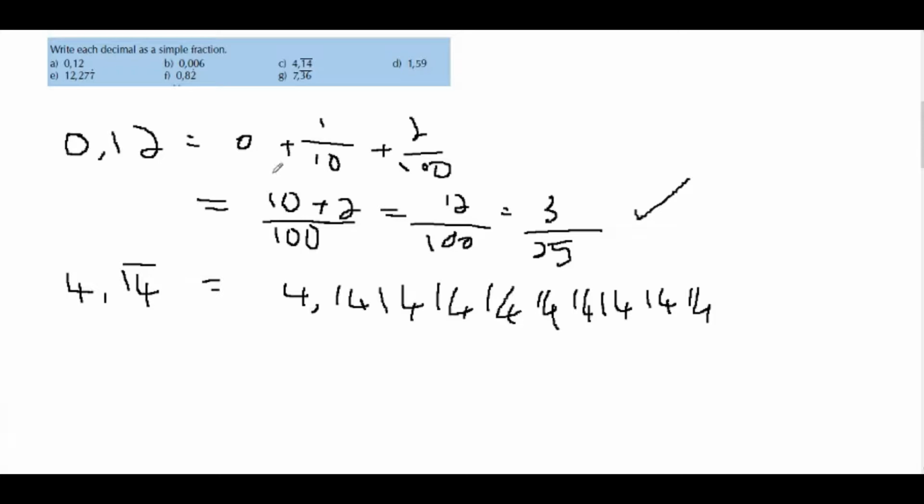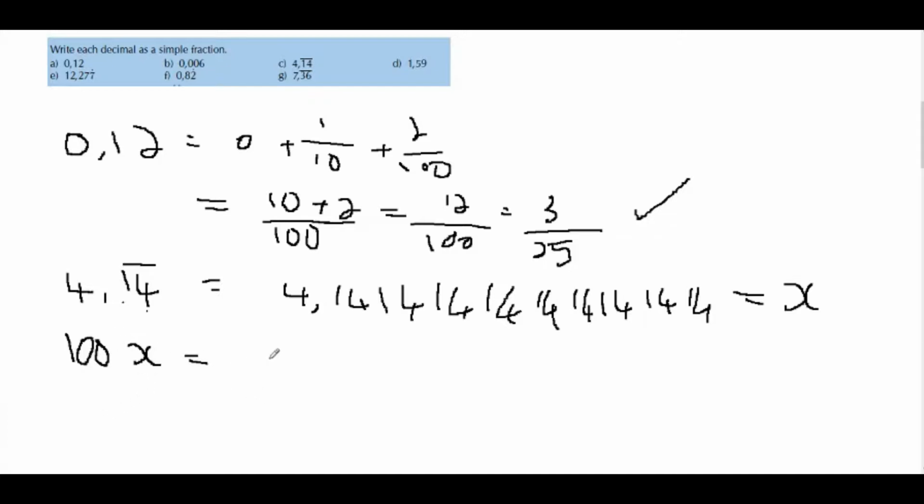Now we want this in fraction form. Obviously we can't use the previous method because you'd just be writing 1 over 10, 4 over 100, 1 over 1,000 all the time. So what we're going to do is take this number that we have and make it equal to x. So x will contain every single 1 and every single 4. Now we're going to take our x and multiply it by 100. Why 100? Simply because we have 2 decimal places, our tenths and our hundredths, so that's where the 100 is coming from.